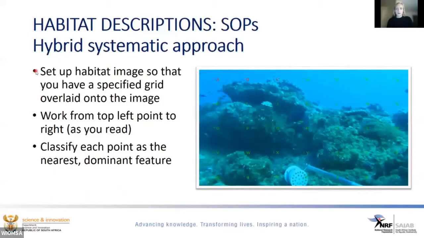Okay, so when I said our approach is a hybrid systematic approach, it just means that we follow a system in order to improve standardization across the habitat descriptions. So you basically set up your habitat image so that you have a specified grid overlaid onto the image. You can find all the details of this grid online on the Langlois page that I'll show you a bit later. And basically, just like a book, you work your way from point to point, working from left all the way to right, defining the nearest dominant feature underneath that point or closest to that point, if that makes sense. We will work through it now.